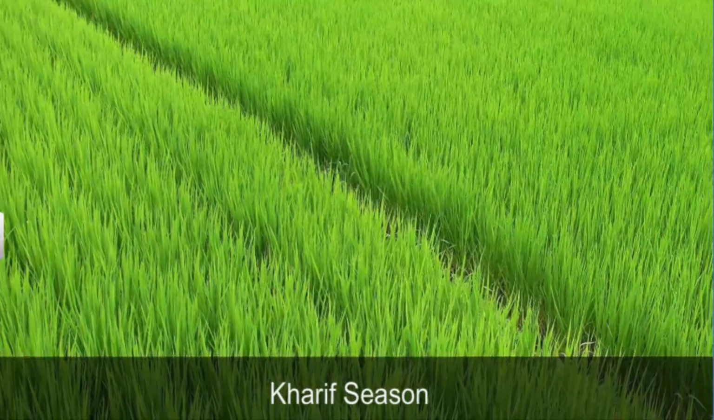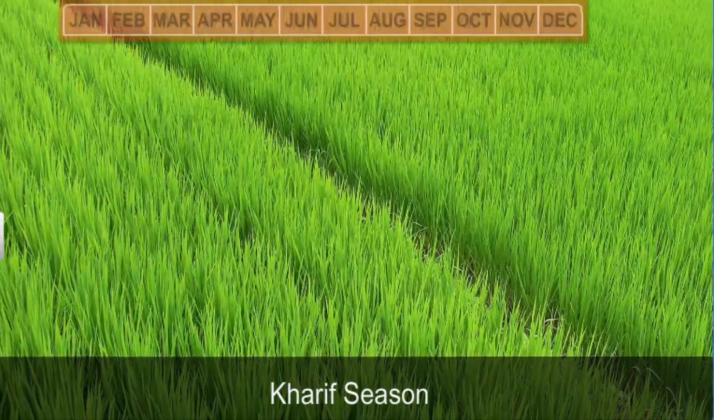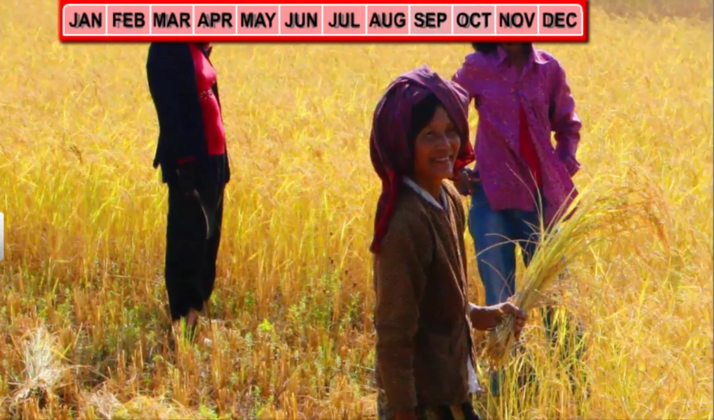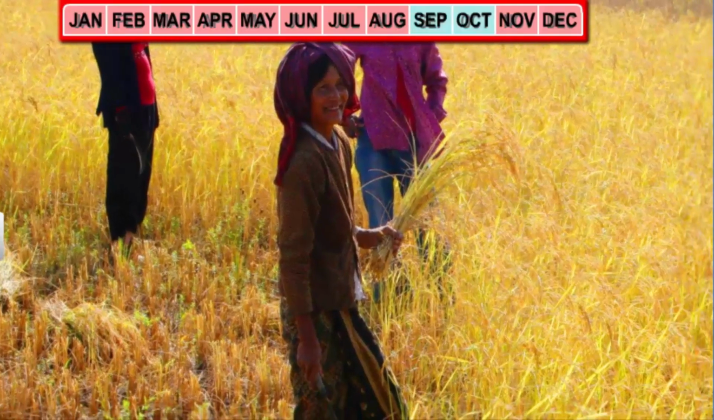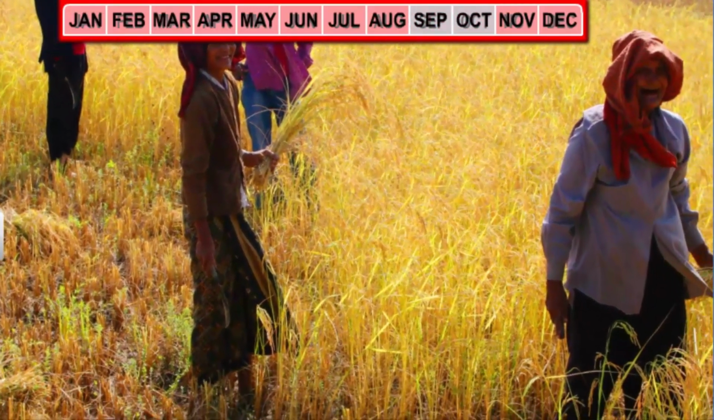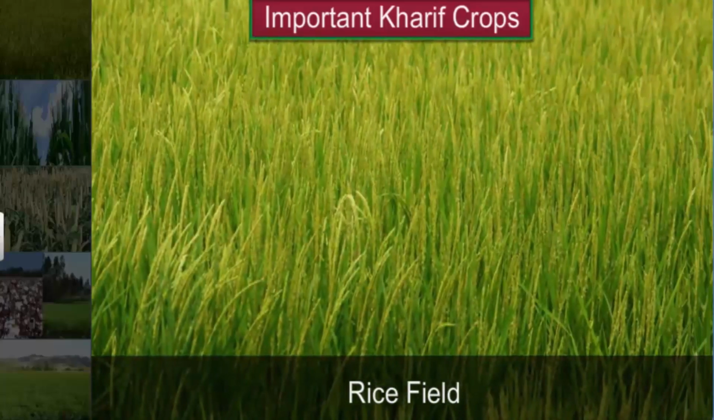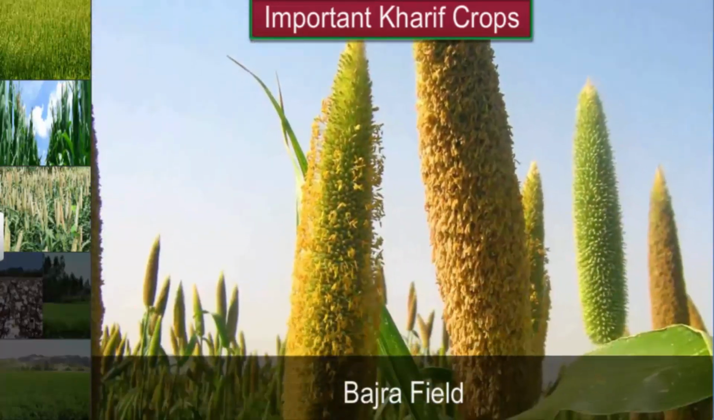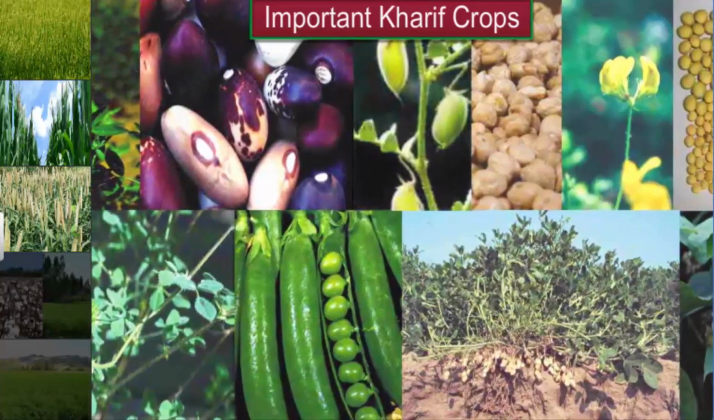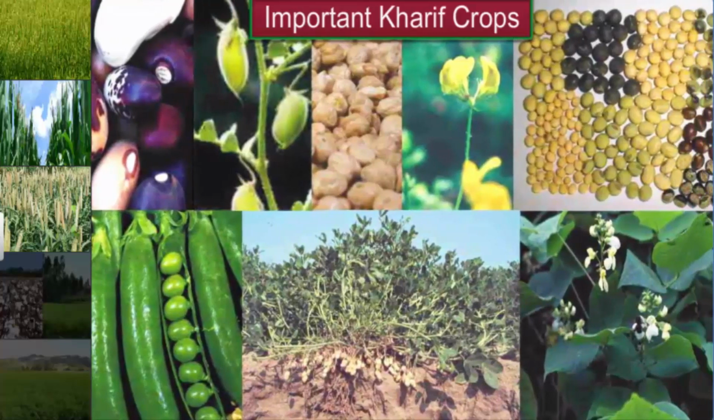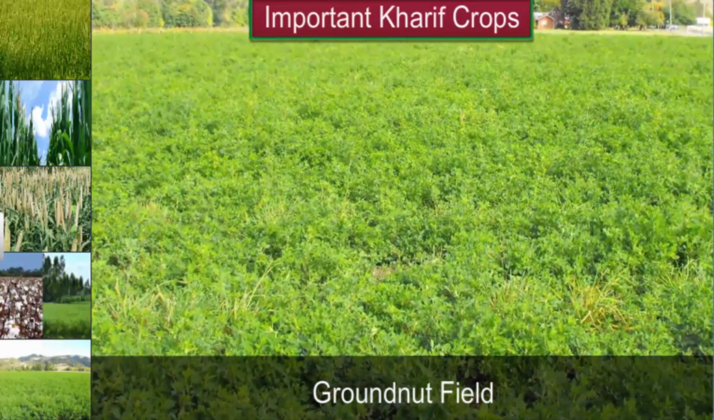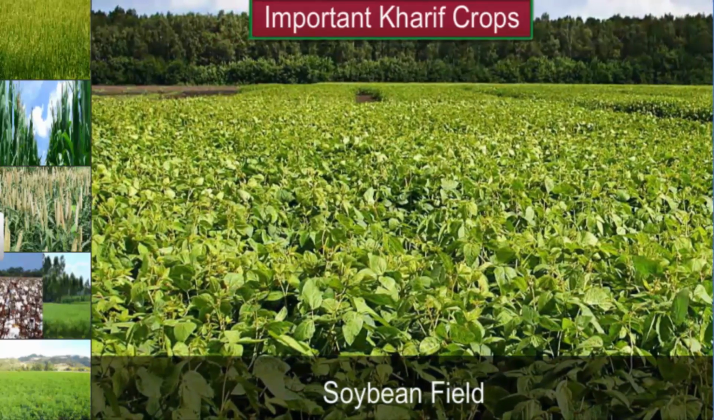The Kharif season begins with the onset of monsoons in different parts of India in the months of July to August. Kharif crops are harvested in the months of September and October. Important Kharif crops are rice, maize, millets like Jowar and Bajra, pulses like Arhar or Tur, Moong and Urad, fibre crops like cotton and jute, and oil seeds like groundnut and soybean.